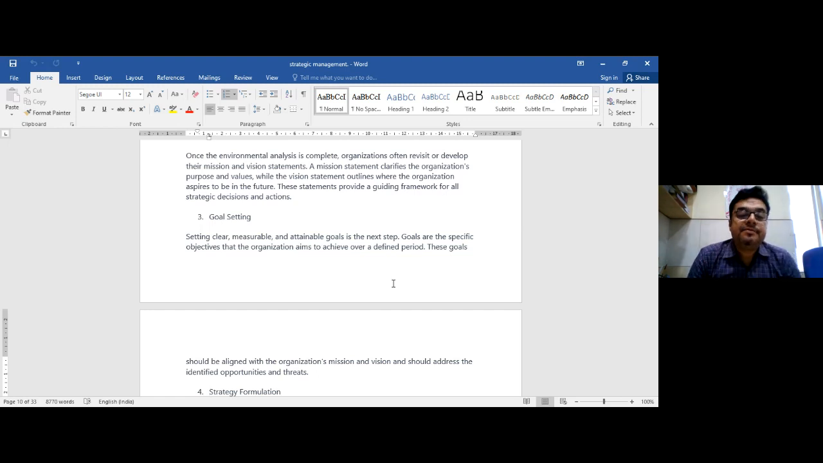Goals refer to specific objectives that organizations would ultimately aim for over a certain period of time, a defined time period, and obviously these goals need to be aligned with the organization's mission and vision, and in the long run should be able to address the goals which an organization ultimately is expected to achieve over a period of time.